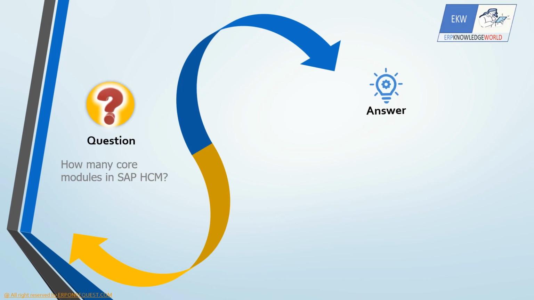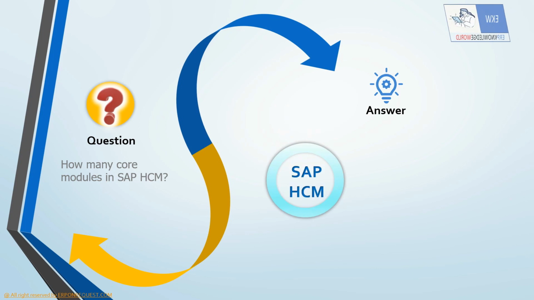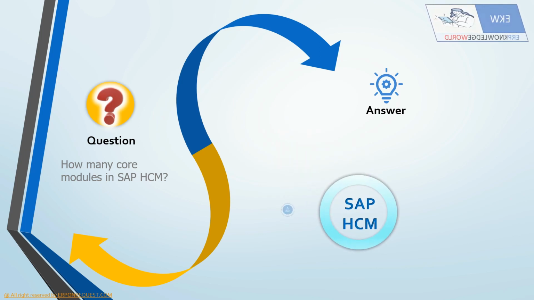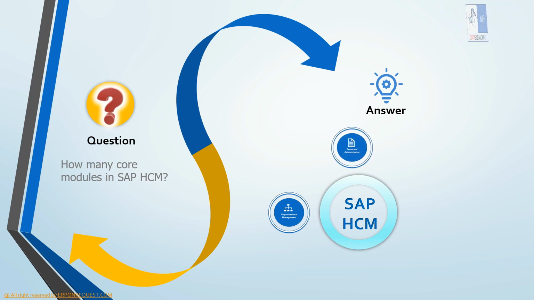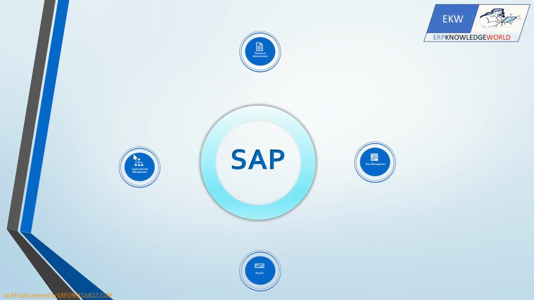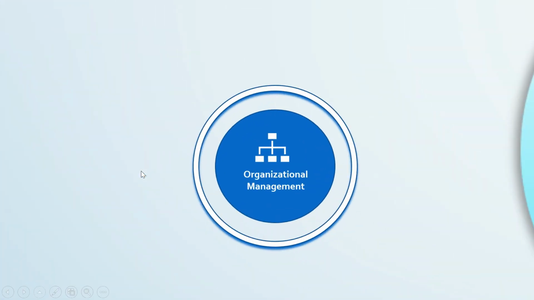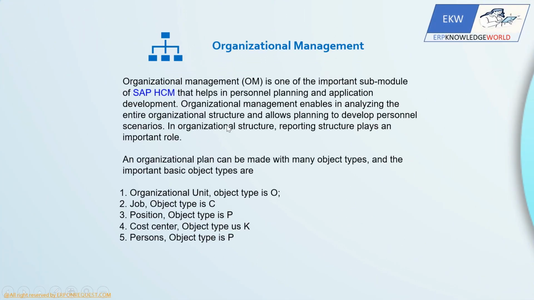So let's move to the next, which is again how many core modules are in SAP. I just told that the core modules are basically 4: organizational management, personnel administration, time management, and payroll. Organizational management contains the important sub-module which helps to create the organizational structure.